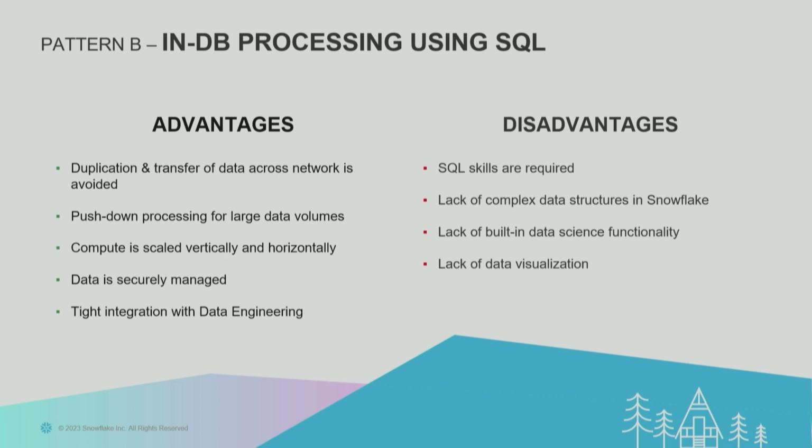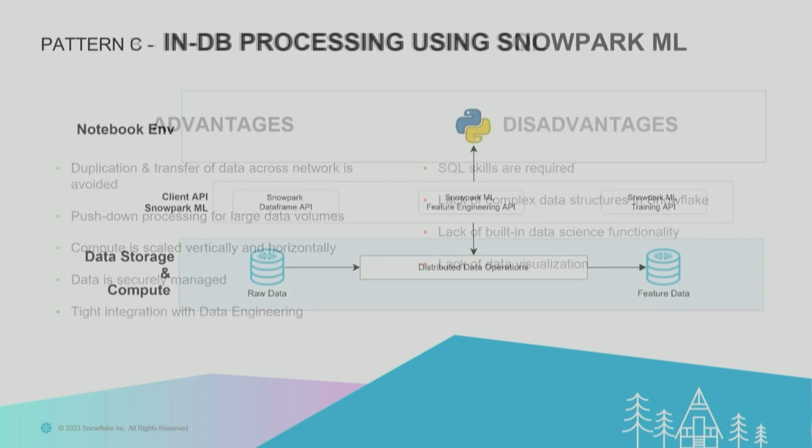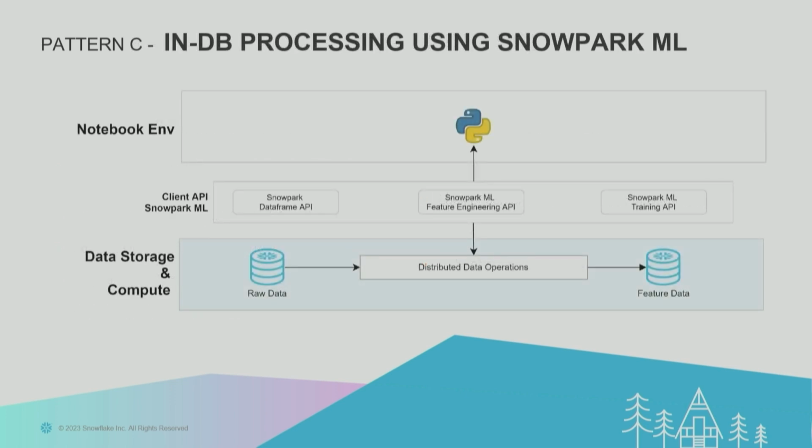They're not as flexible, the structures in Snowflake, as there are in Pandas. There is a lack of built-in data science functionality, and we have the lack of data visualization within Snowflake. So now the third pattern is in-database processing using Snowpark ML.